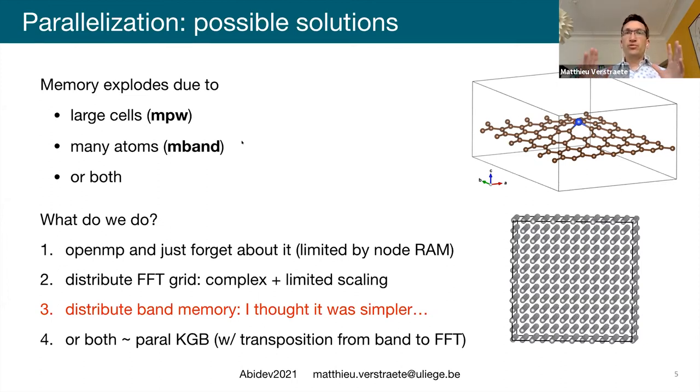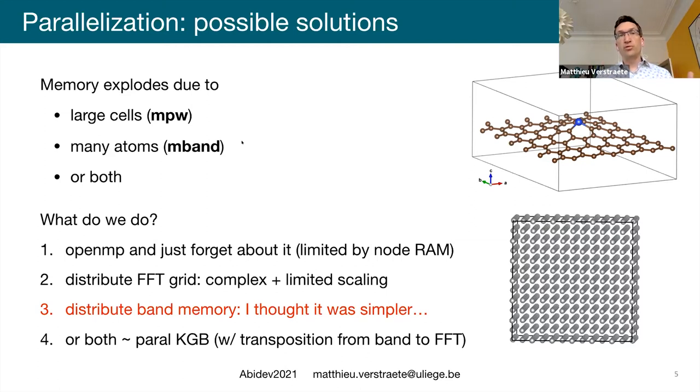We can use OpenMP to just accept the fact that we have huge wave functions on each node, but then we use all the cores on a given node and all the RAM to operate on the loops simultaneously without duplicating memory. This is okay, and it's actually very easy to do, but it's limited by the amount of RAM that you have on a given node in your supercomputer. So it's not super flexible, and the amount of RAM per core has not really been increasing over the past years. We could distribute the FFT grid, but as I mentioned, this has limited scaling. We can distribute the band memory. I thought this was the simplest operation, but it turned out to take me over a year. So that's what I'm going to talk to you about next.